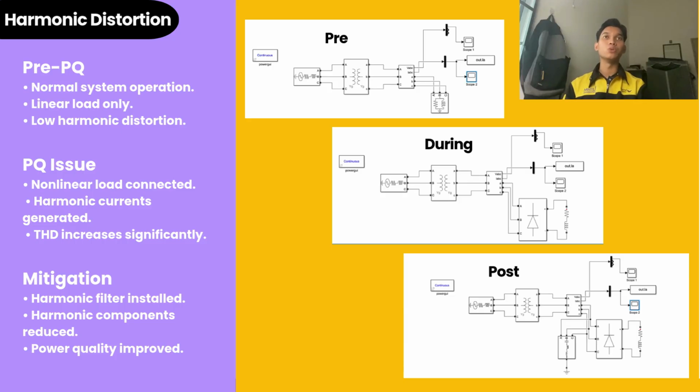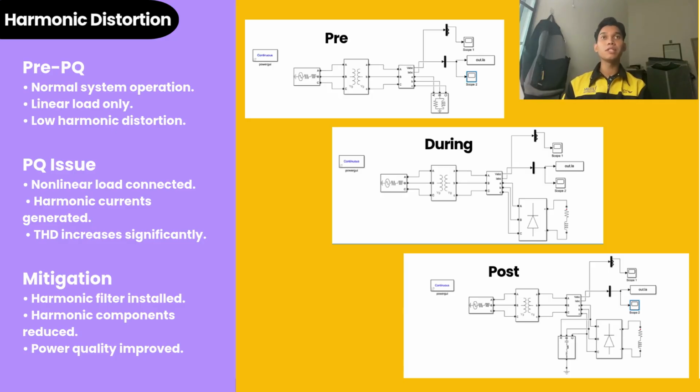Next, I will discuss the harmonic distortion power quality issue. To analyze this issue, the simulation is divided into three conditions: pre-PQ, during PQ issues, and post-PQ mitigation. For the pre-PQ condition, the system operates under normal conditions using a three-phase source, transformer, VI measurement block, and a three-phase RLC load. Since only a linear load is connected, the current remains sinusoidal and harmonic distortion is very low.